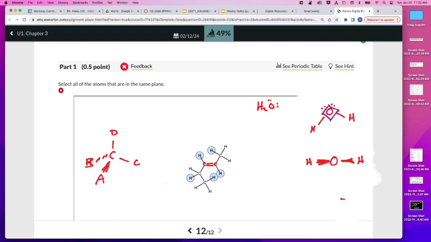The wedge and the dash. What did the wedge mean? It's coming towards you. What does the dash mean? It's going away. What do the solid lines mean? Same plane. What was the question asking? It's anything with a solid line.